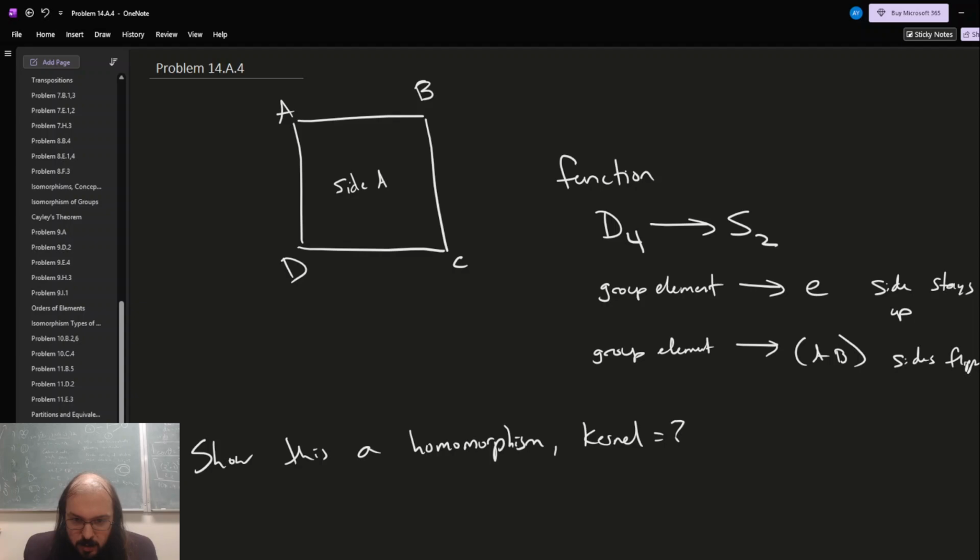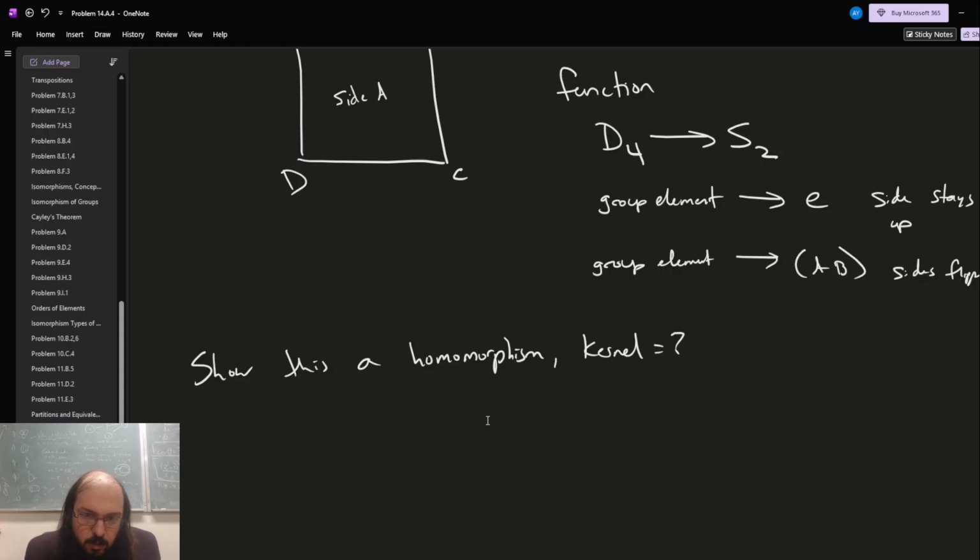Were there any other parts? Let me just go take a quick look. Verify it's a homomorphism, give its kernel. Nope, that was it. Okay, so to check that this is a homomorphism, we need to check what happens when you compose two elements. And we also have to see, oh, I guess I don't have to check that phi of E is E. If I check that it's a homomorphism, then I know that phi of E is E because that's a consequence.